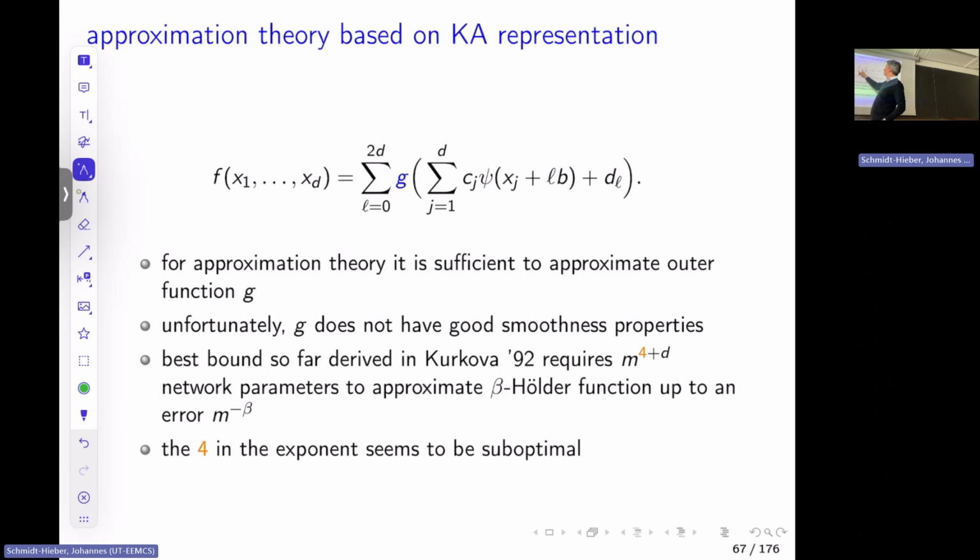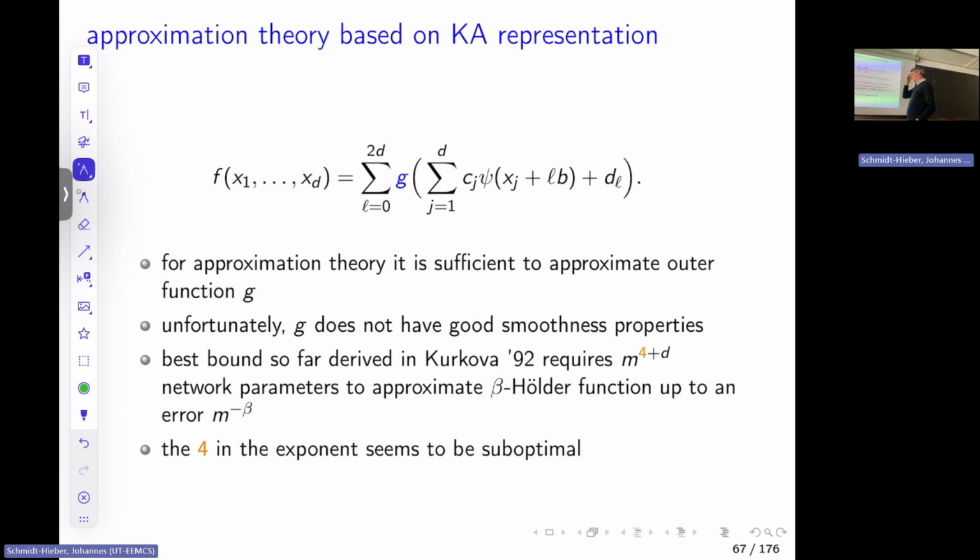Because if the G is much, much rougher than the F, then the whole thing becomes much harder to approximate, right? We always have the thing beta over D in the exponent of the rate of the approximation error. And if the beta over D somehow gets worse through this representation, then this is a useless thing to do.